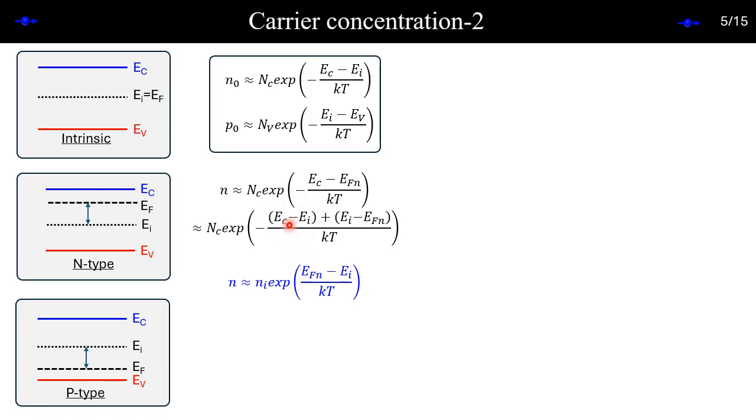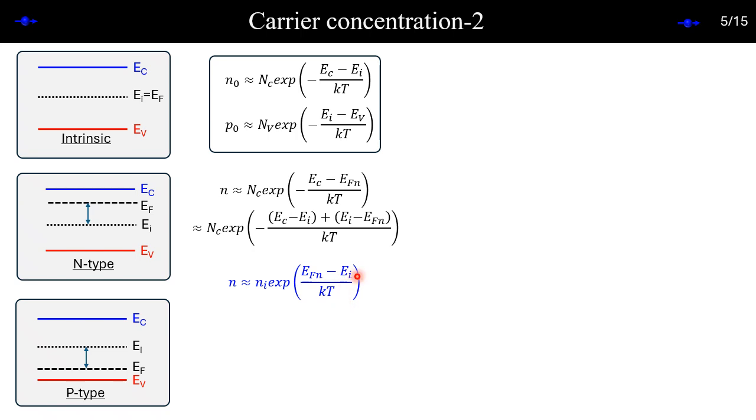Have you seen this thing before? Here, this is N naught. This NC times exponent of minus EC minus EI by KT, this entire term is N naught, meaning Ni. Then I can write N equals Ni exponent EFN minus EI by KT. Simple algebra.